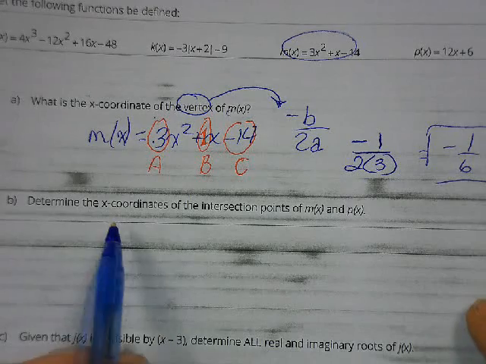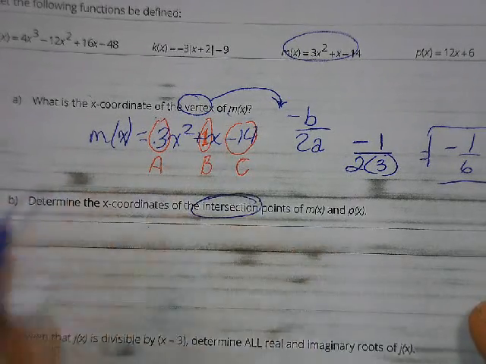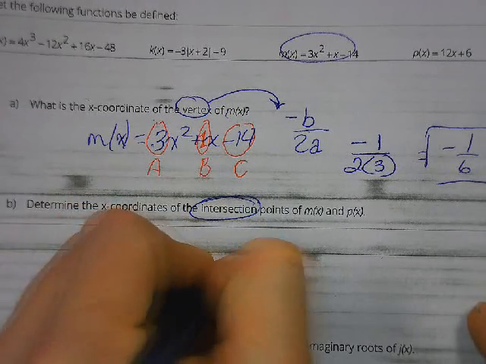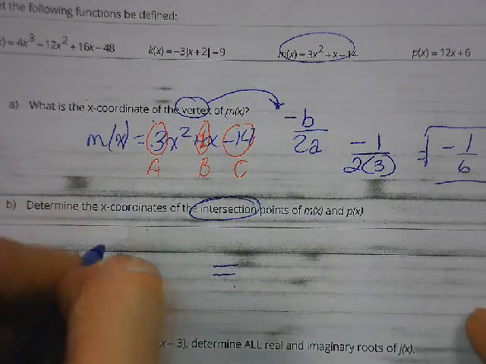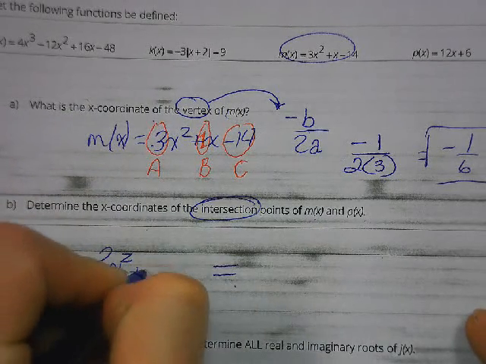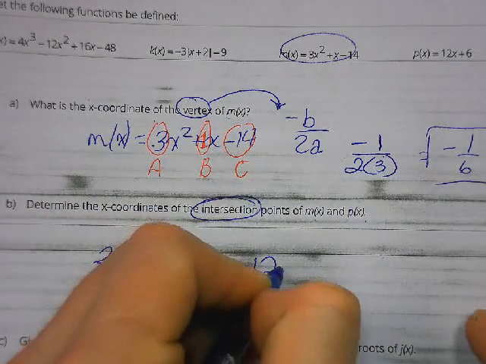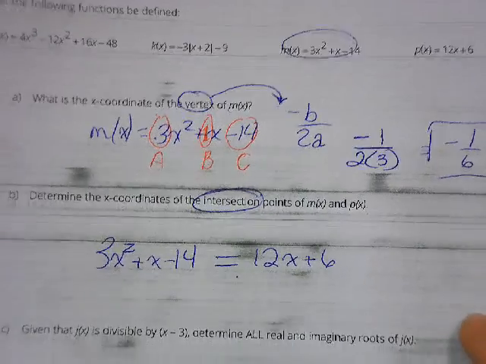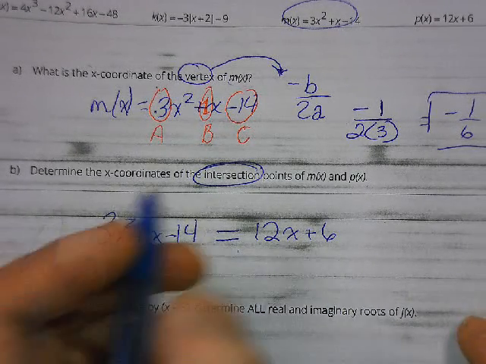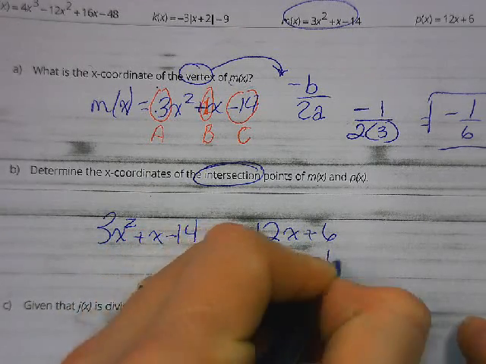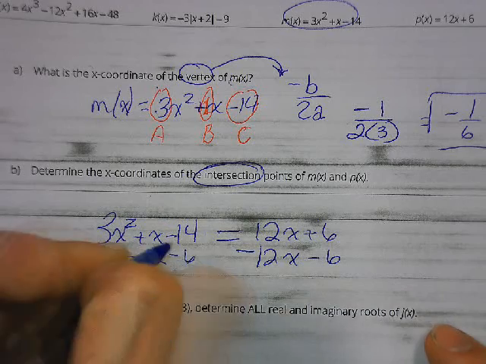We want to find the coordinates of the intersection points of m of x and p of x. This is your key: put an equal sign in between the two functions, m of x and p of x. M of x again was 3x squared plus x minus 14, and p of x was 12x plus 6. To find where these two equations are going to equal each other, we're going to subtract 12x and 6 from both sides, and this will get us a function that equals 0.